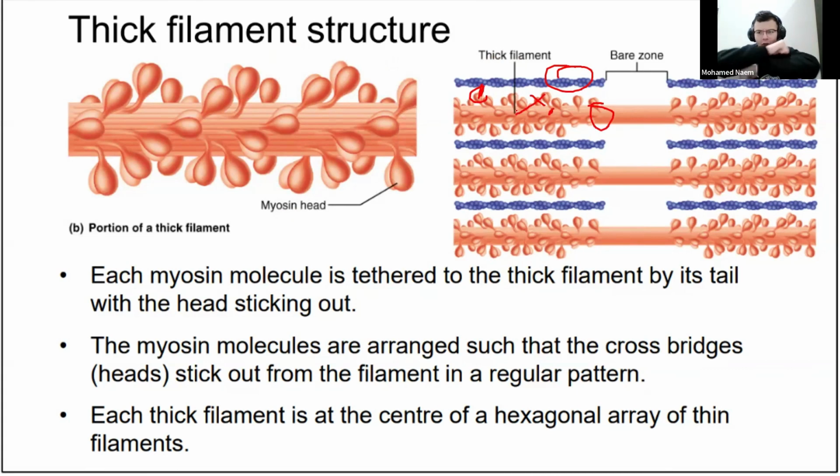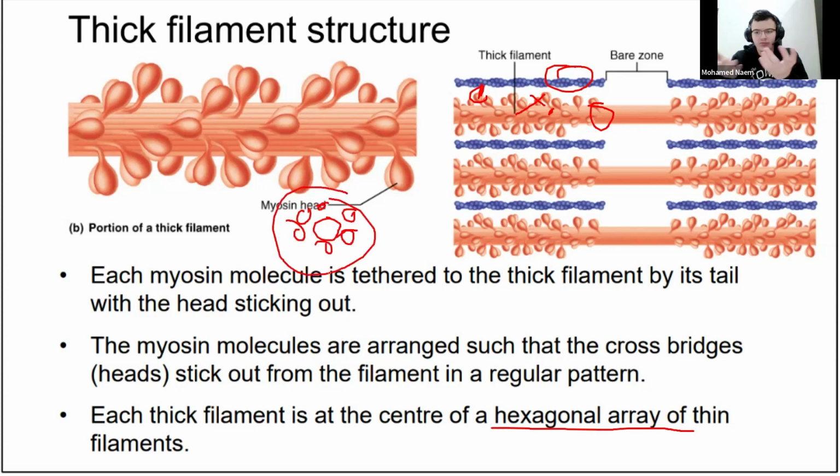Clear? I always do this honestly, because when I used to study the cross bridging, I always remembered it like this. I'm not sure if you guys want to remember it like this, but it's really helpful for me at least. Myosin molecules are arranged so that the cross bridges stick out. I explained what the hexagonal array is, right? You guys by now know what it means. Basically, one myosin has six actin filaments around it. This is the normal arrangement.